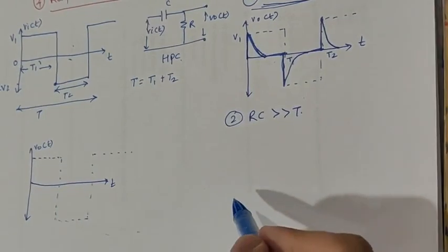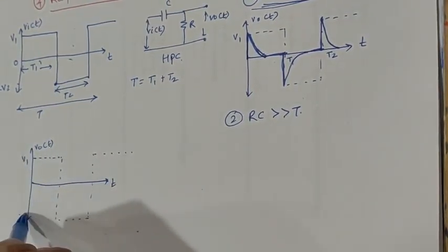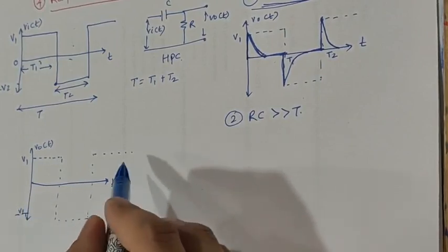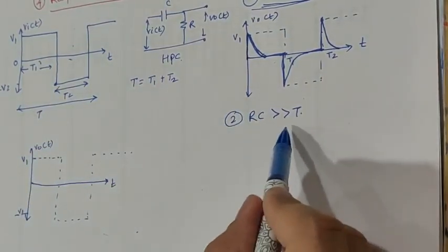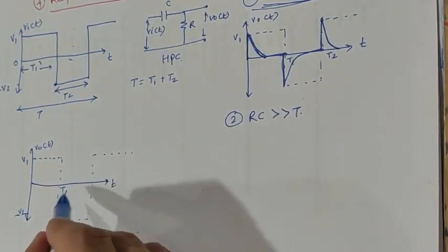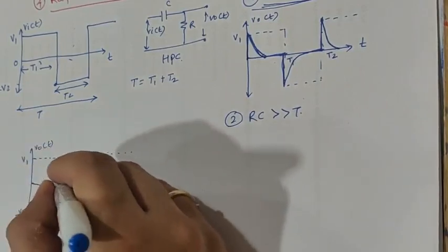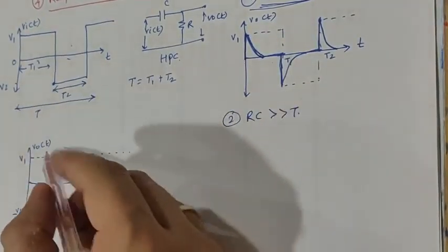Okay, now see what is there. This is your voltage V1, this is your voltage minus V2. Now what will happen is, if RC is quite greater than capital T, the output is not going to die down before the time period T1 and T2, but it will reach time T1 and T2. So let me draw it in red so that you can understand.